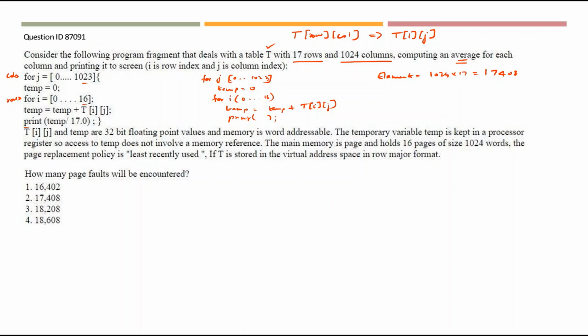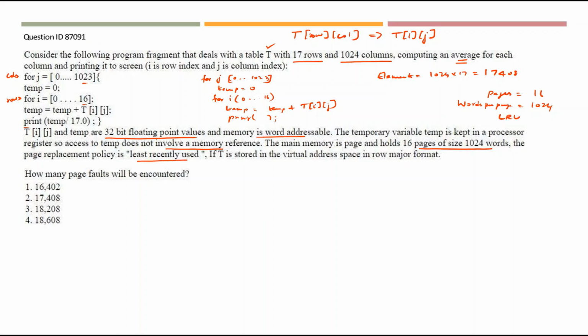Table with index i, j and temp are 32-bit floating point values and memory is word addressable. The temporary variable temp is kept in a processor register, so access to temp does not involve a memory reference. You need not access temp from the main memory. The main memory is paged and holds 16 pages of size 1024 words. So the number of pages will be 16, words per page will be 1024. The page replacement policy is least recently used.